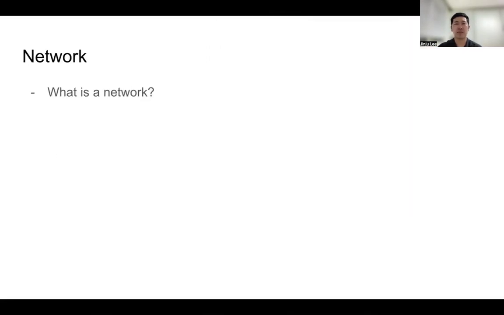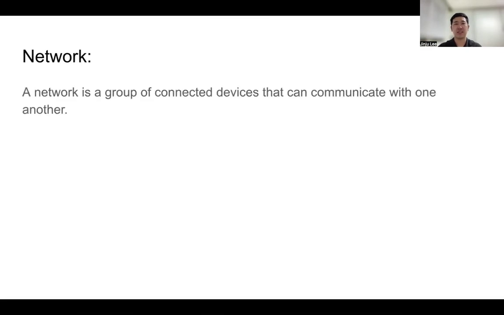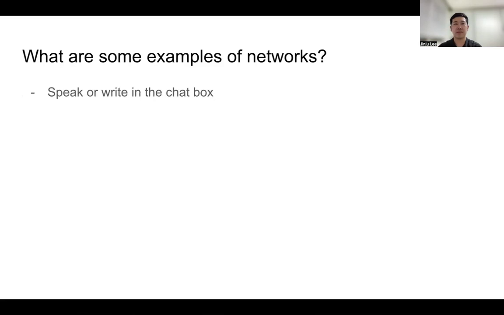First, network. What is a network? Here's the definition. A network is a group of connected devices that can communicate with one another. So what are some examples of networks? What do you think? Go ahead and pause the video now. Write your answers down.